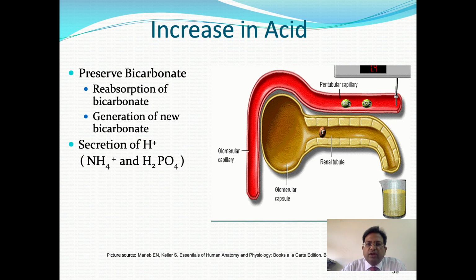And in a situation where the acid increases in the body fluids, the kidney will try to preserve bicarbonate rather than eliminating it. So there will be reabsorption of bicarbonate and generation of new bicarbonate, in addition to preserving the filtered bicarbonate. And also there will be secretion of acid, for example, hydrogen in the form of ammonium and H2PO4. All these processes will try to bring the pH back to the normal range.